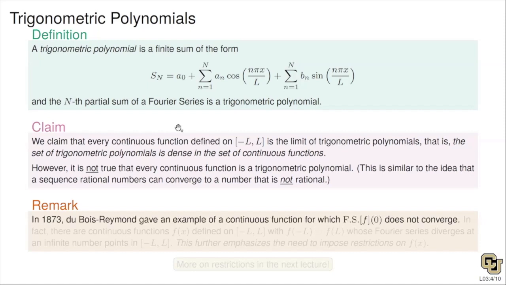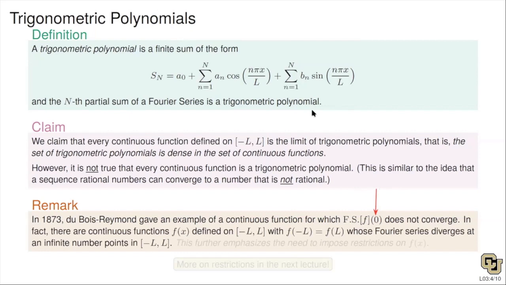All righty, folks. So one last comment here, and then we'll move on with our lives. If you remember, back in 1873, I think it was a Wednesday, actually, old Du Bois-Reymond gave an example of a function for which the Fourier series at 0, so he's evaluating the Fourier series at x equal to 0, doesn't converge. And in fact, there are examples of continuous functions defined on a closed interval where the endpoints meet so that the periodic extension makes sense, whose Fourier series diverge at infinitely many points inside the interval.